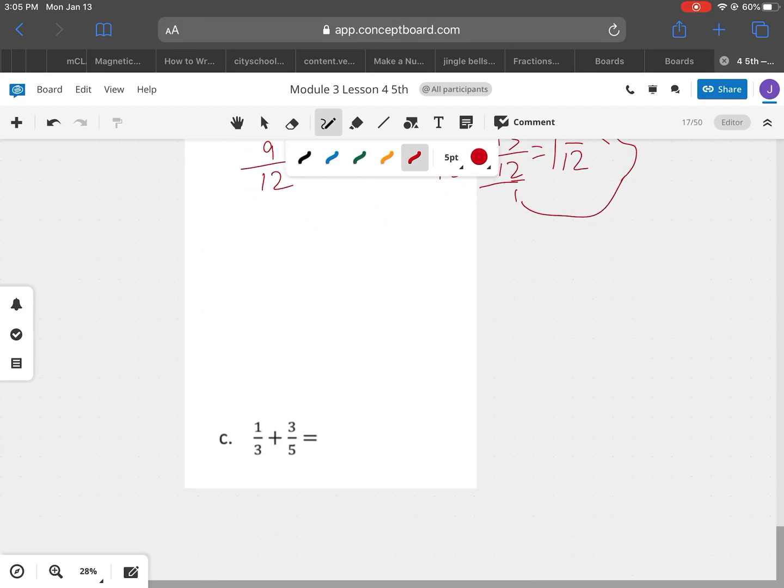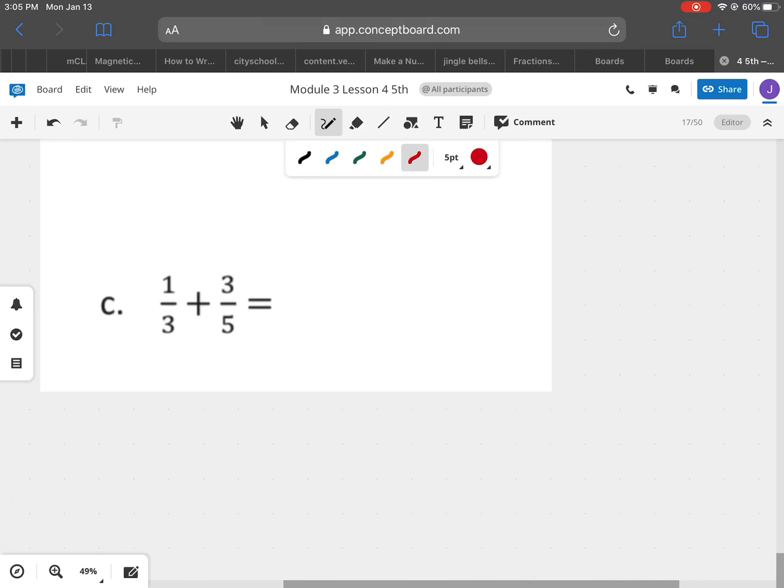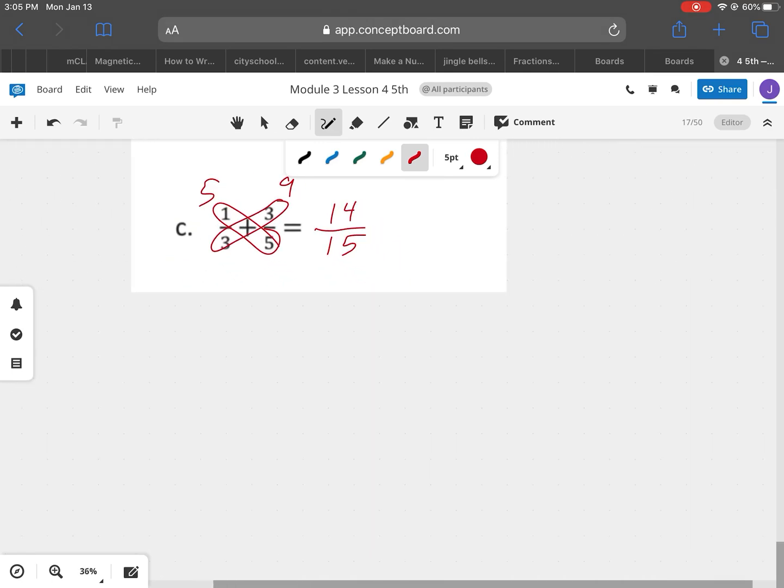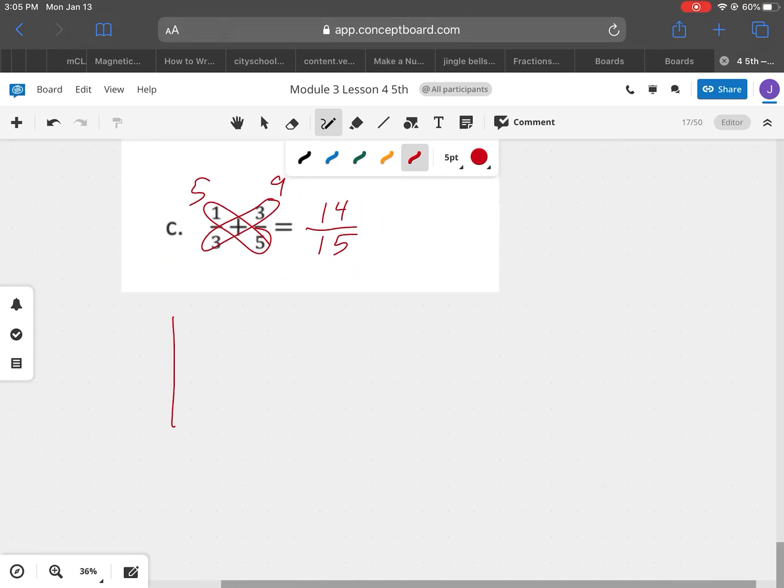All right, so last problem. You know the denominator is going to be 15, and I have 9, and I have 5. That gives me 14. Ooh, they're trying to trick you here, seeing if you're paying attention. All right, so let's go ahead and draw 1/3.